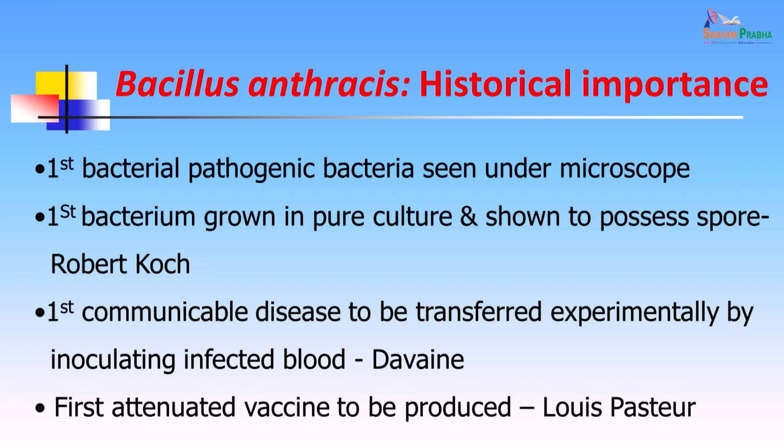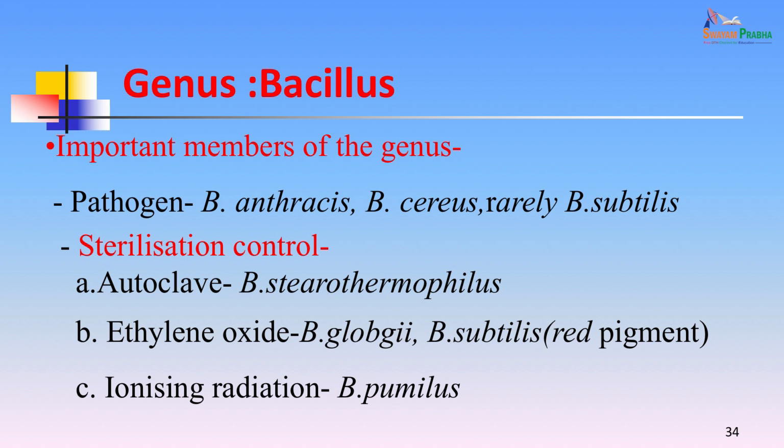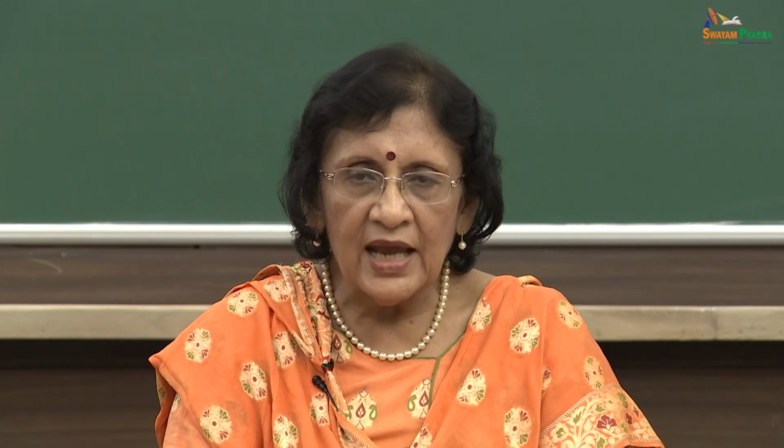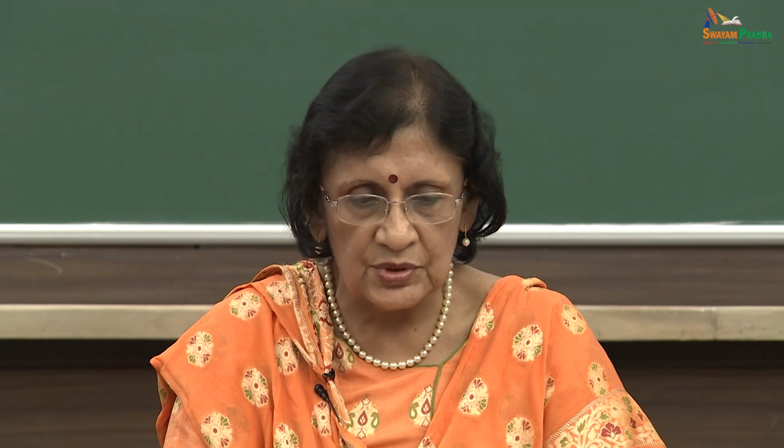The first attenuated vaccine against Bacillus anthracis was produced by Louis Pasteur, and he demonstrated this in an elegant experiment to all his colleagues. The genus Bacillus is also important for a few other things. The important members of this genus, the pathogenic ones, are Bacillus anthracis, which we have just seen in detail. Bacillus cereus causes food poisoning, which you will see later in the lecture on food poisoning, and rarely Bacillus subtilis, which is common in the environment, which contaminates all the media in the media room. Sometimes, if adequate precautions are not taken, it can cause infections in an immunocompromised host.